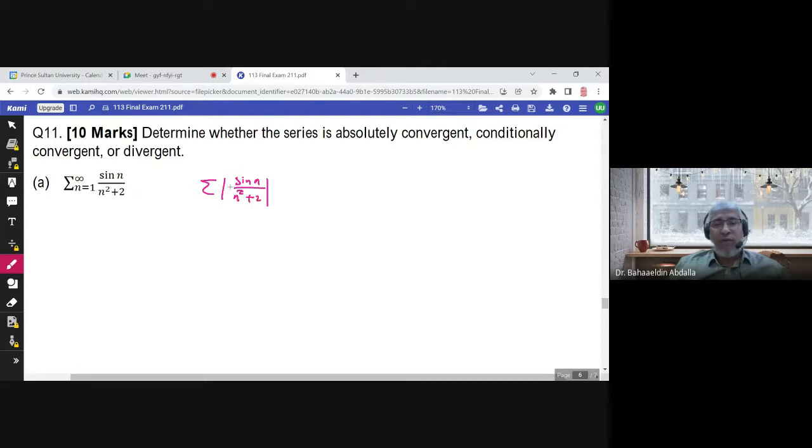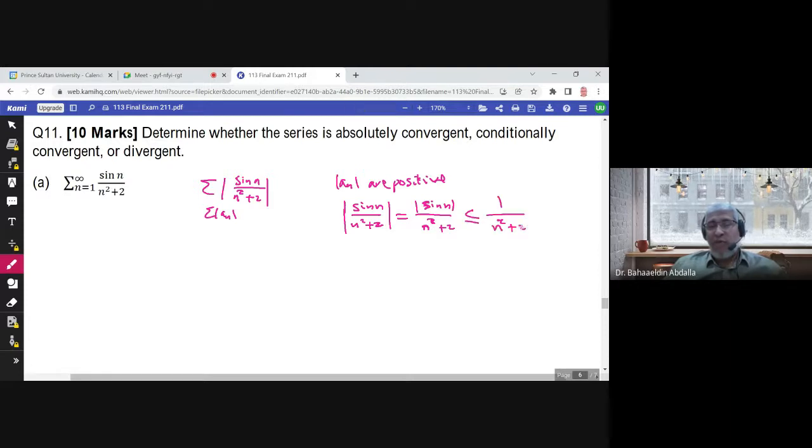Okay. Now, this series, if I call this summation absolute value of an, and this is summation an, so absolute value of an are positive terms. All the terms are positive, so I can use comparison. So notice that the absolute value of sine n over n square plus 2, because n square plus 2 is always positive for n greater than 1, and sine is always less than or equal to 1, as we know. So this is less than or equal to 1 over n square plus 2, and this is less than 1 over n square.